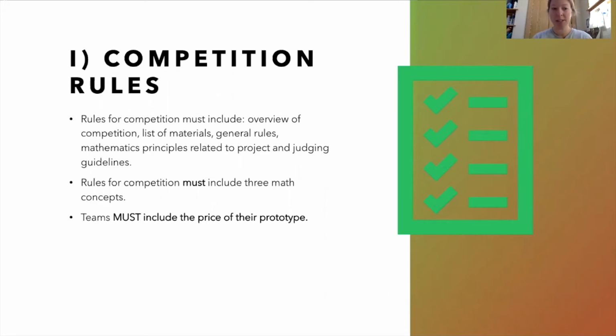Teams must include the price of your prototype at the end of your rules document with a brief description of the materials used. It must be clear for the judges to see. There's no specific limit on the prices, but teams will be scored on the cost feasibility of the prototype. So really, you want to keep your prototypes under $10. Project evaluation equipment, however, like a bridge breaker or a glider launcher, doesn't need to be included in the price list. And the prices of these judging equipment will not affect the final score of your project.